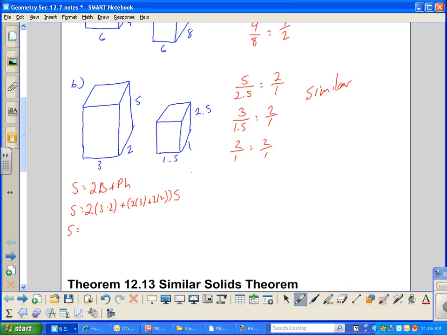So surface area is going to be 2 times 6 plus 10 times 5. So we have 12 plus 50. Surface area of 62.